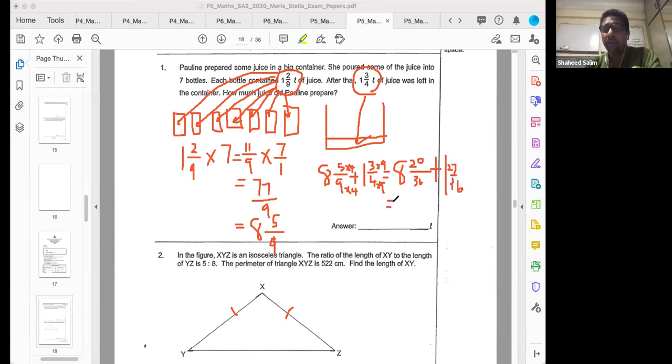So what do you get? You get 9 whole 47 over 36. Now, 47 over 36, you have to change into how many wholes? This is 1 whole and how much? 11 over 36. But you must plus with a 9. So you get 10 whole 11 over 36 liters.